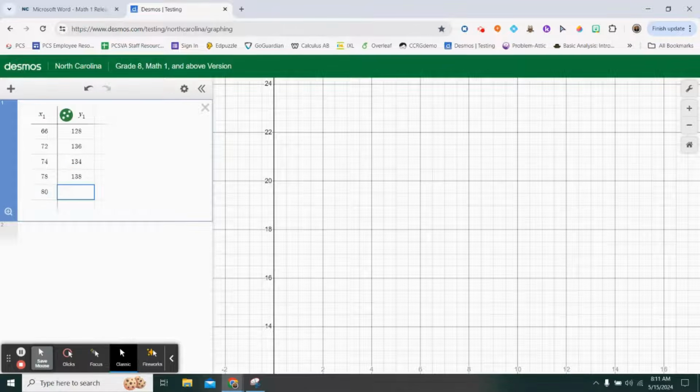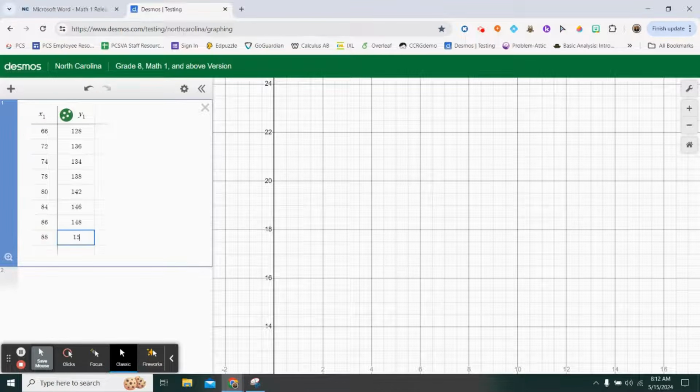Let's see, 80, 142. Again, this is number 46. We got a 4, 146. It was 86, 148, and then 88 and 152. The important thing here is to take a second and make sure you typed in the right numbers, because if you type it in the calculator wrong, it's going to be wrong. All right. And I think I've checked them.